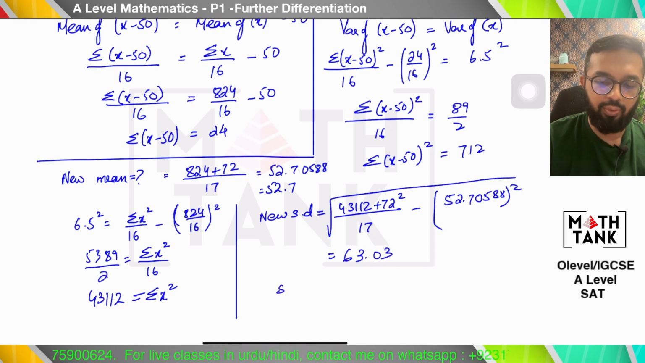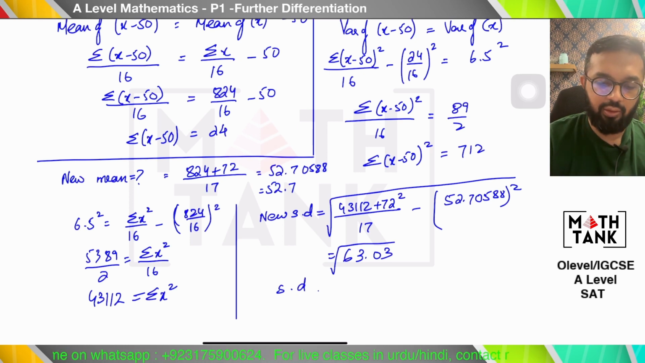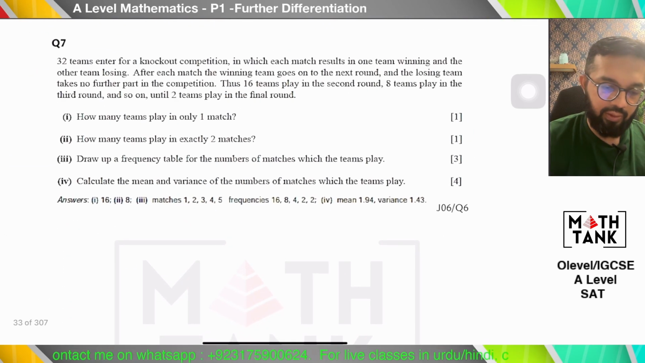Oh, I didn't put a root. Put a root. 7.939. Yeah, that is the correct answer. Let's go on to question number 7.